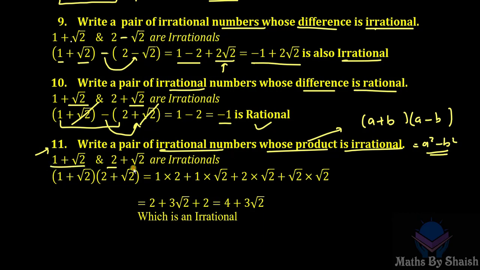So take 1 plus root 2 and 2 plus root 2: 1 into 2 is 2, 1 into root 2 is root 2, 2 into root 2 is 2 root 2, and last, root 2 into root 2 is this.